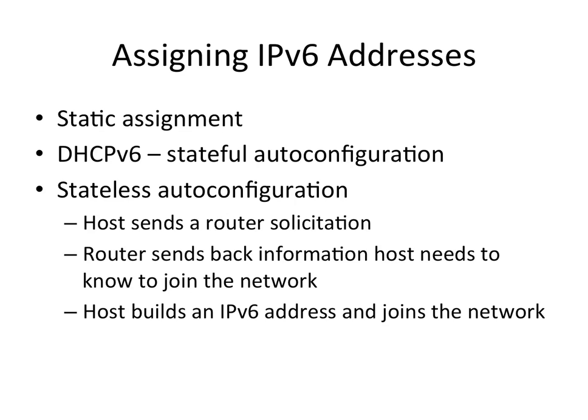And then we have the idea of stateless auto configuration with IPv6. With stateless auto configuration, a host will come up and send out a router solicitation. The router will send back the information the host needs to join the network in the form of a router advertisement, and then the host can automatically build its IPv6 address by taking that information the router sends back, which includes the prefix and the prefix length and some other stuff, and then join the network. So that's a way hosts can automatically configure their IPv6 addresses statelessly.